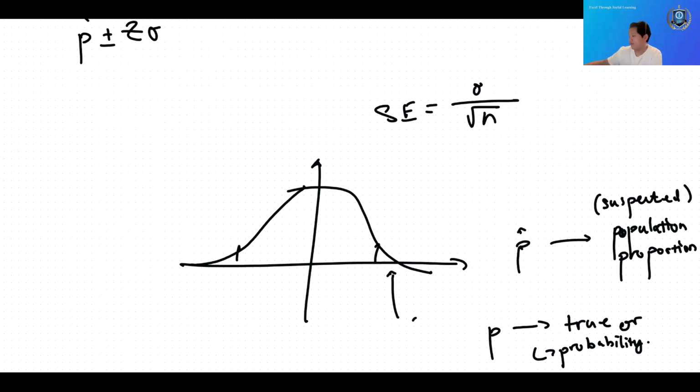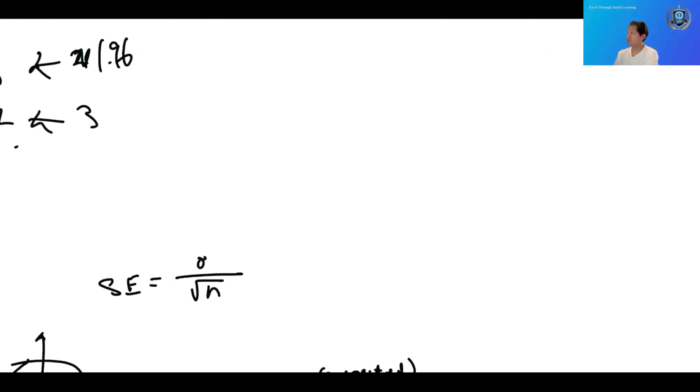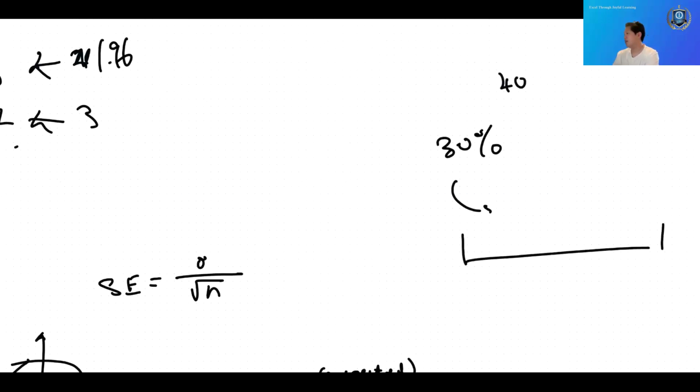So in this case, you have the actual number, 30%. And based off this actual number, you can create a confidence interval. Maybe out of, let's say, 40, your expected count is definitely going to be 12. Yeah, 30% of 40 is 12, right?